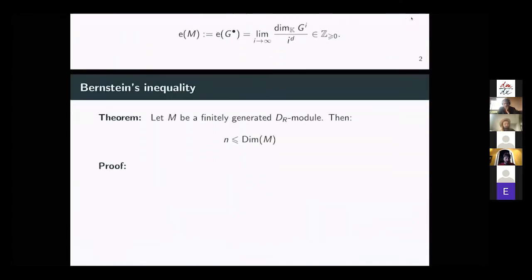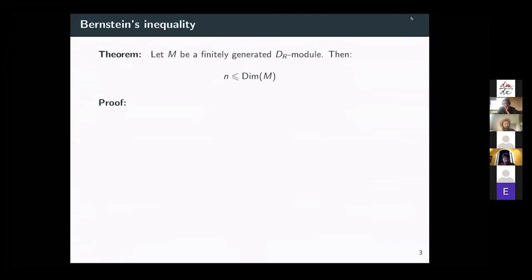Okay, so Bernstein's inequality says that when we have a finitely generated D-module, the dimension is bounded below by n, that is nothing but the dimension of the ring.